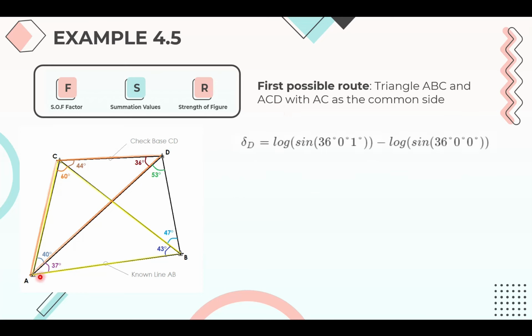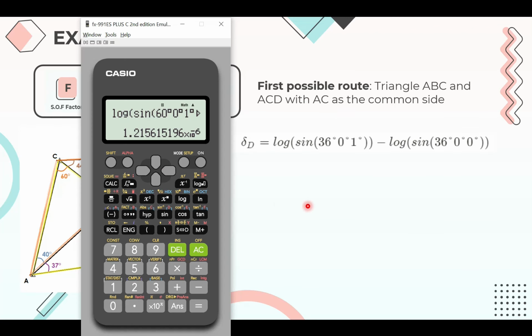Okay, so triangle ACD is the orange triangle. Okay, so again, our common side is line AC, right? And since there is no known line here, what's the other line that we will consider? The required line, which is CD. So we have two lines here, AC and CD, the relevant lines. So the relevant angles are opposite them. So opposite AC, we have 36 degrees. And let's input that in our calculator.